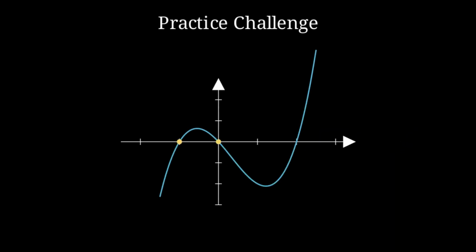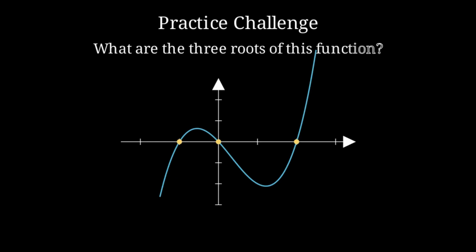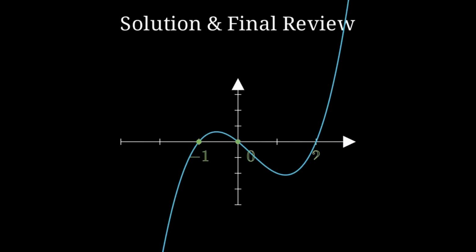Look at this cubic function. Based on the x-intercept shown on the grid, can you identify the 3 solutions? Take a moment to observe where the blue line crosses the horizontal axis. The roots are -1, 0, and 2.